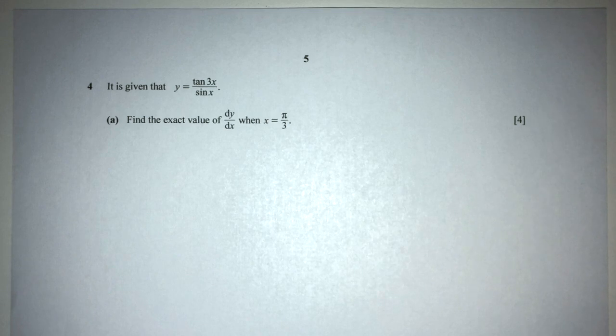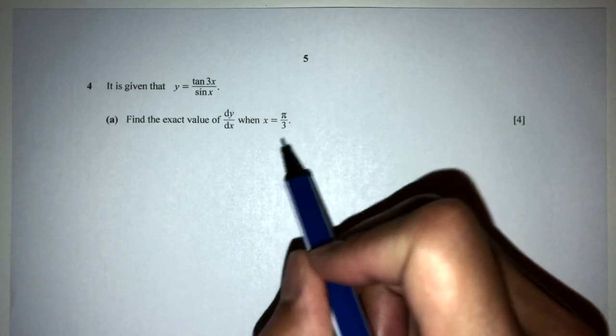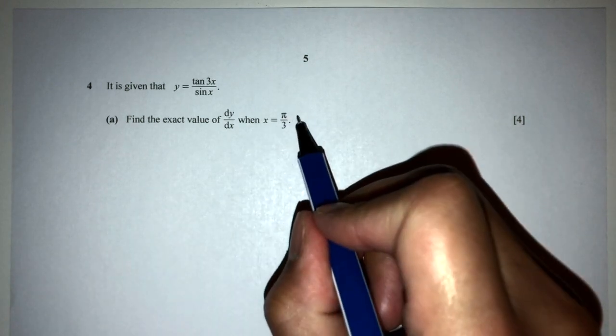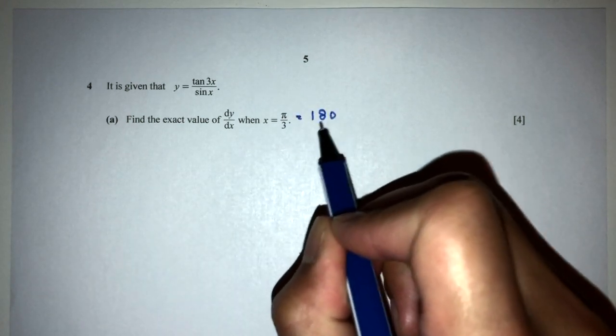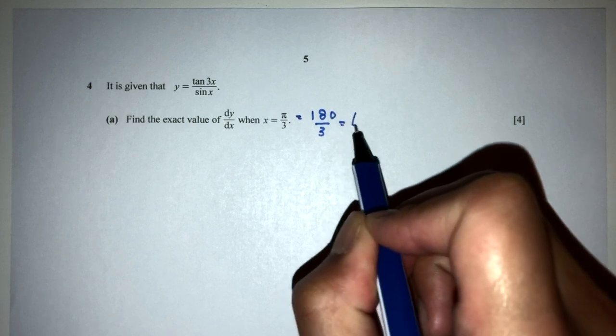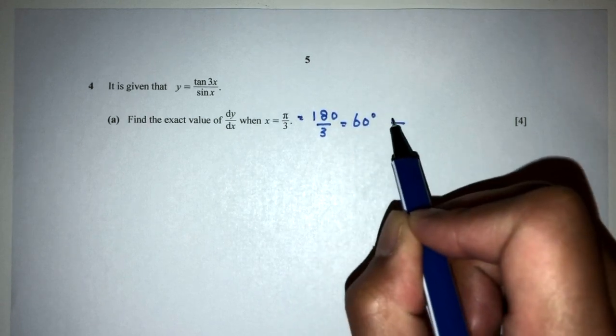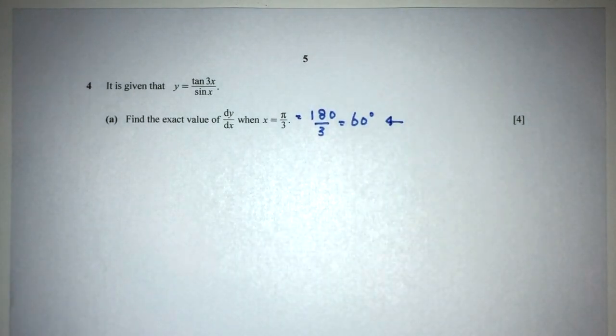It is given that y equals tan 3x over sine x. Part A, find the exact value of dy by dx when x equals pi by 3. Now, if you like to work with radians, you can do that. However, I prefer to work with degrees. So I know this is 180 over 3. That will be 60 degrees. Okay, so now one by one, let's try to find dy by dx.